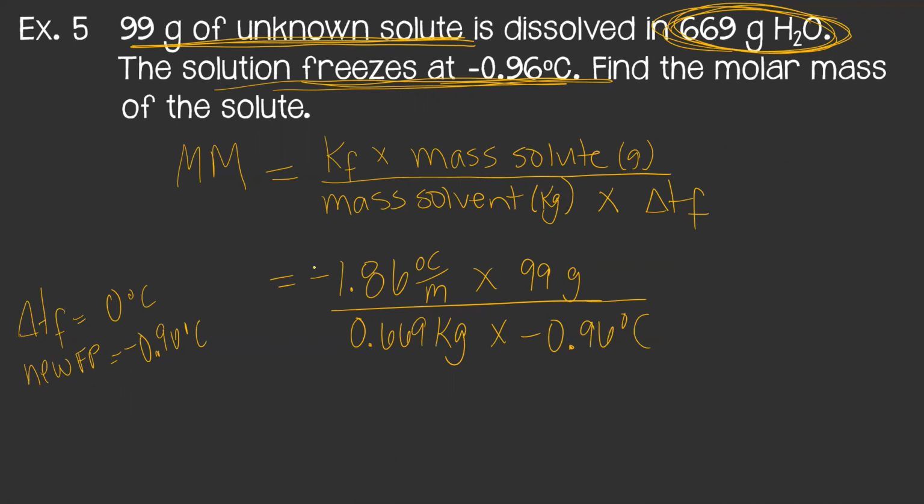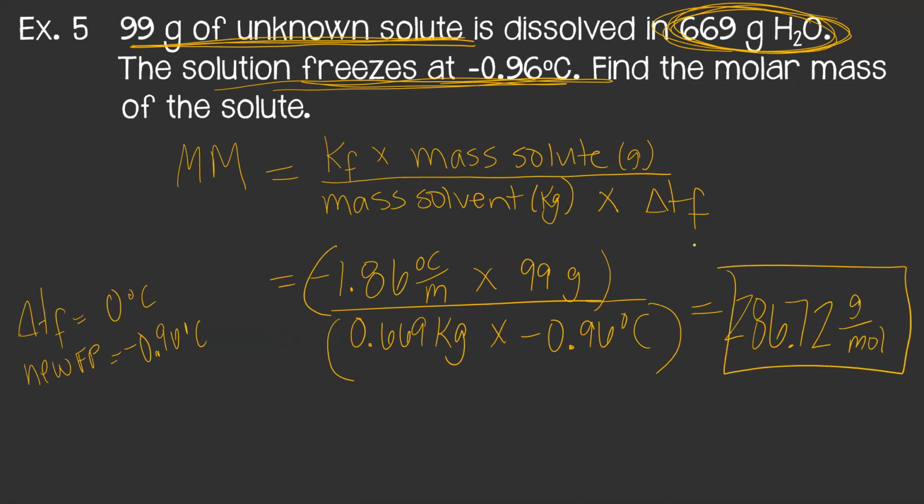So I would put a parenthesis, plug the top in, parenthesis, divide, and then a parenthesis, type the bottom in, parenthesis equals. That's how I would do it. So my answer is about 286.72, and I know my unit for molar mass is grams per mole. If you're curious to see how I got it, message me. I'll show you. Okay, so that is the molar mass of this substance.